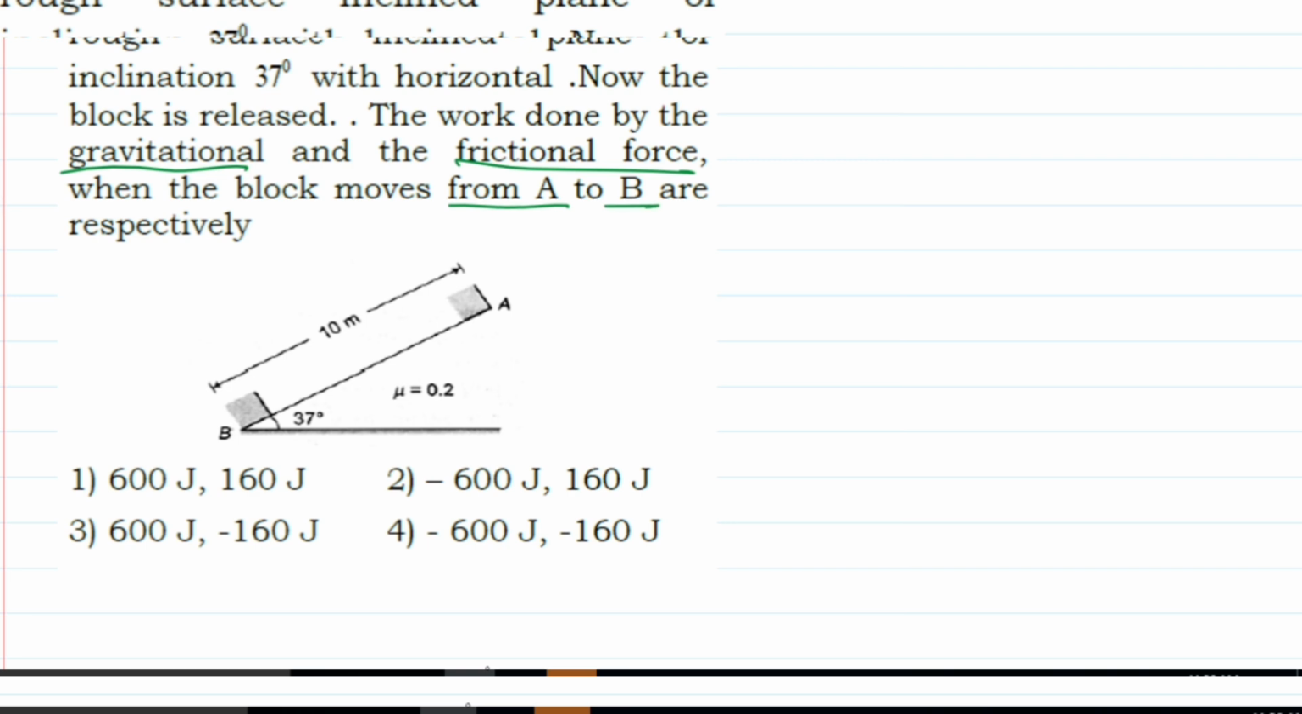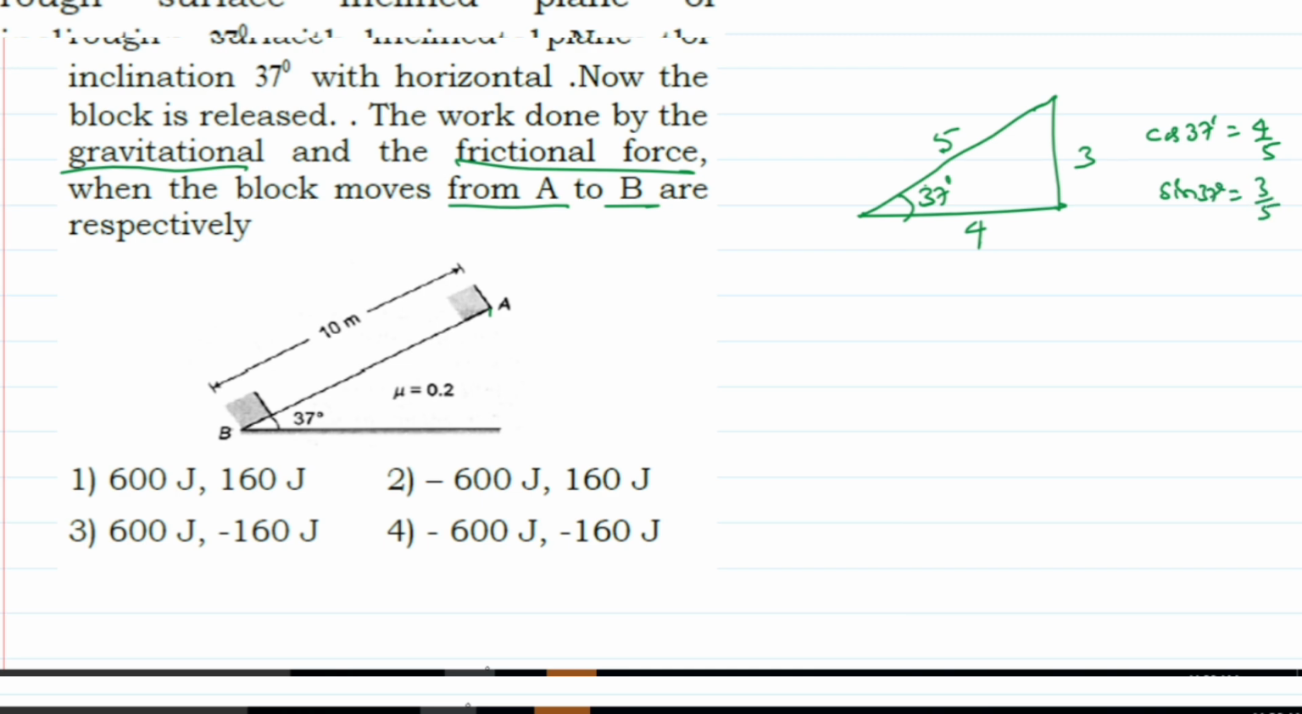Here the displacement is given, and the incline makes an angle of 37 degrees. For 37 degrees, the opposite side is 3, the adjacent side is 4, and the hypotenuse is 5. Now we can calculate cos 37, which is adjacent side by hypotenuse, so we get 4 by 5, and sin 37 is opposite side by hypotenuse, which is 3 by 5.